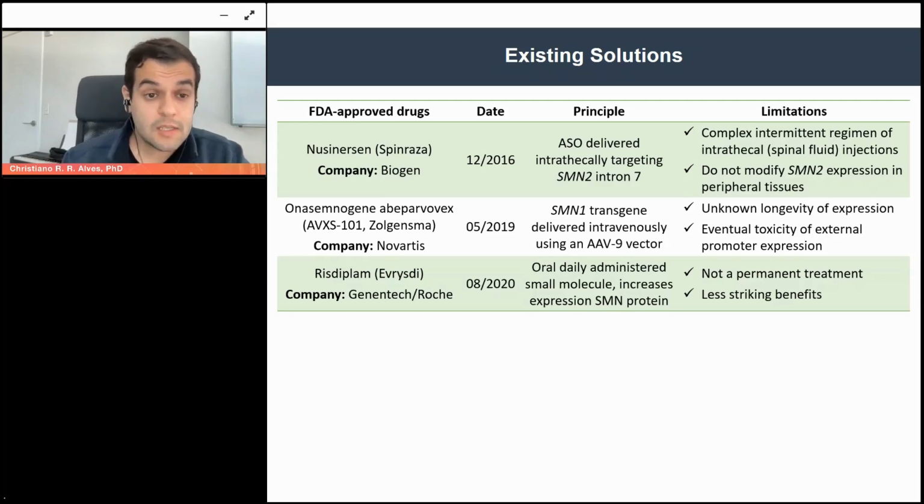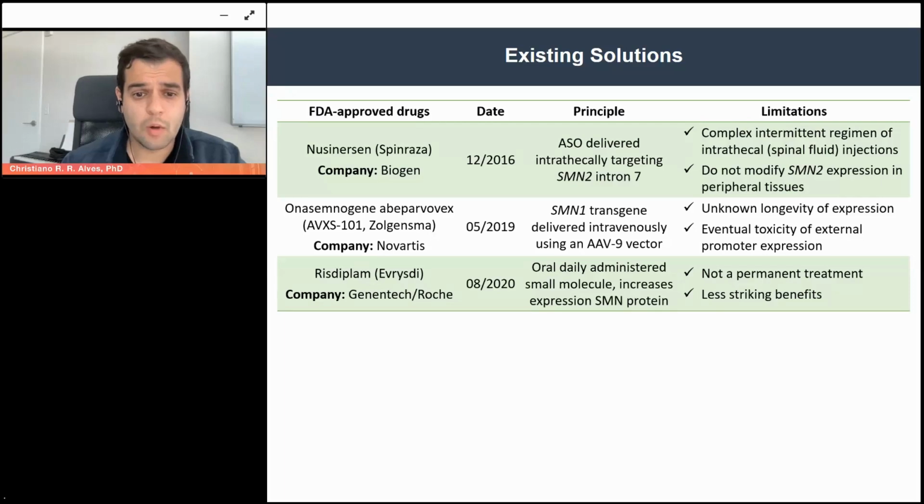Then we have the gene therapy from Novartis, which is basically a gene replacement. This therapy was approved in mid-2019. And the idea here is to provide an SMN1-like gene. Then we have some limitations with this therapy, including potential toxicity, and we don't know the long-term longevity of this treatment, because we're talking about a single dose, and we don't really know over the lifespan if the gene will be there producing protein.